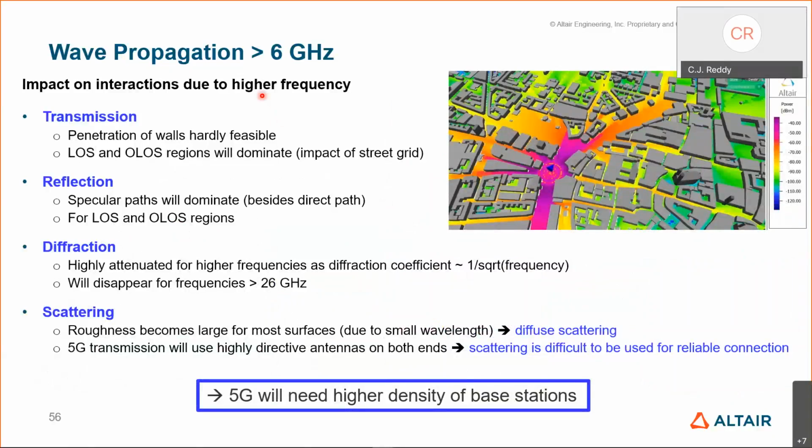So for the greater than 6 gigahertz computations, transmission becomes important, reflection also becomes important, but diffraction doesn't seem to have a lot of effect, because diffractions are minimized as you go to higher frequencies. Then there is scattering, and this scattering also becomes critical at higher frequencies, because now the wavelength is so small, even the surface roughness can play a role. That roughness can create what we call diffuse scattering. So your model should be able to account for the diffuse scattering when you're doing these calculations.